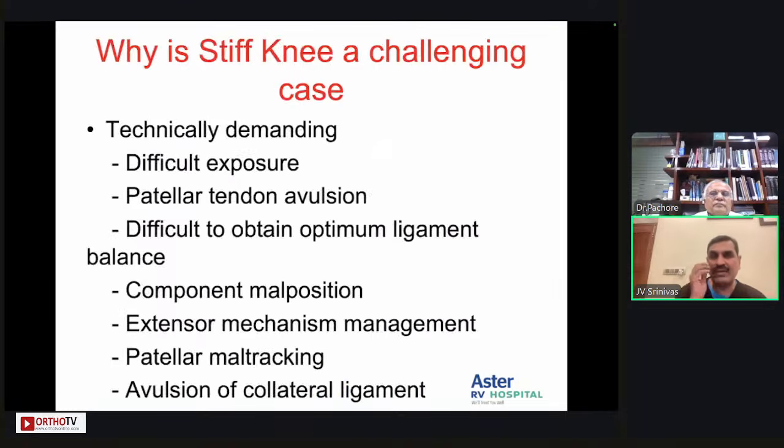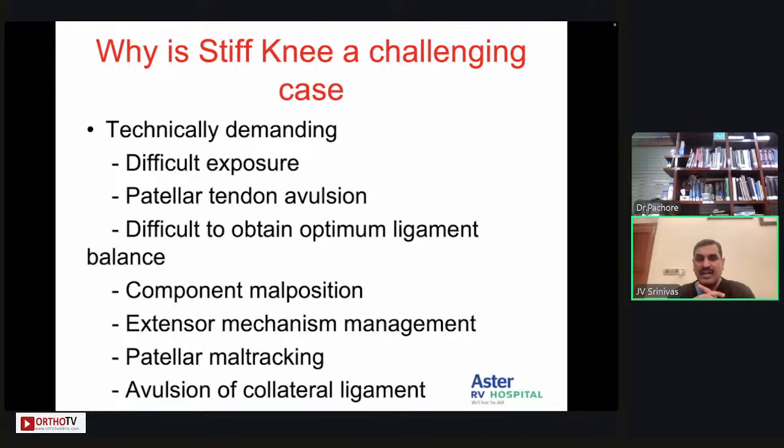So why stiff knee is a challenging case? Exposure is one of the most difficult part. Patellar tendon avulsion, very common. To avoid patellar tendon avulsion, you need to put a pin in as you're dissecting, put a pin at the tibial tuberosity so that the patellar tendon does not get avulsed. And getting an optimum ligament balance is again a challenge.